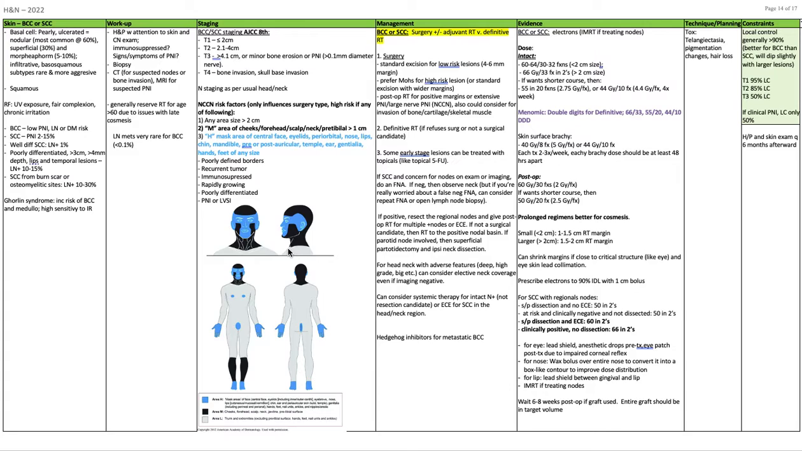So in this image, anything that's black is considered the M area. Again, you can see the cheeks here, the forehead and the scalp, the neck and the pretibial area down here. If you have a lesion that's greater than 1 centimeter in that M area, it's high risk.